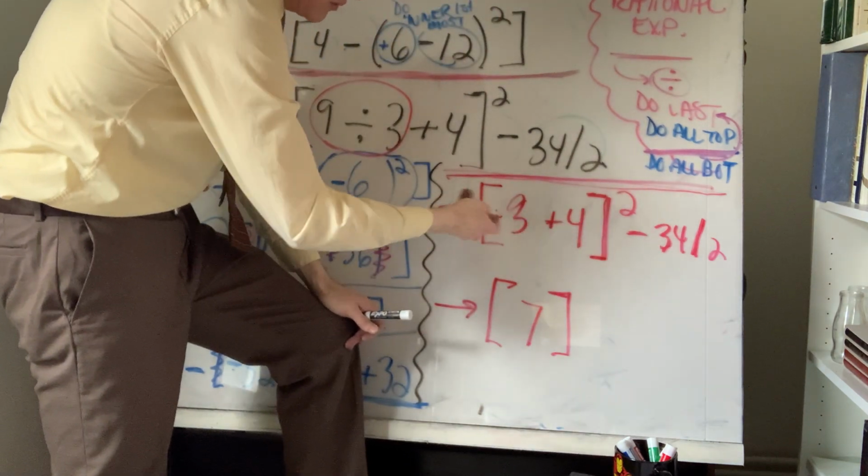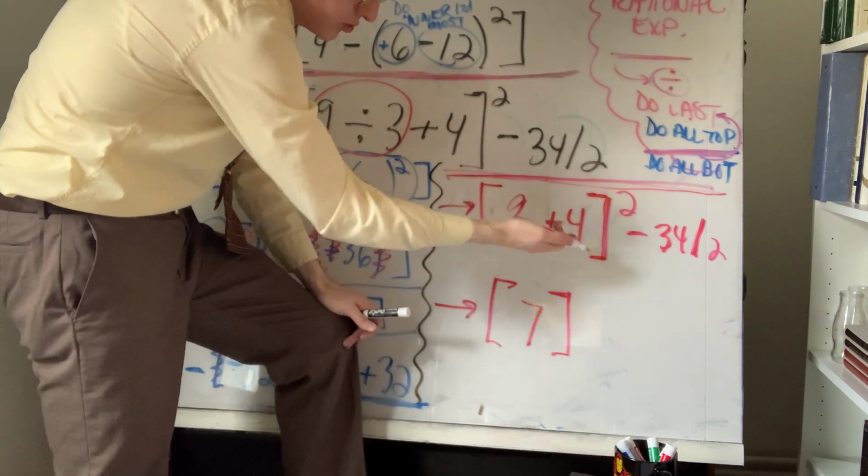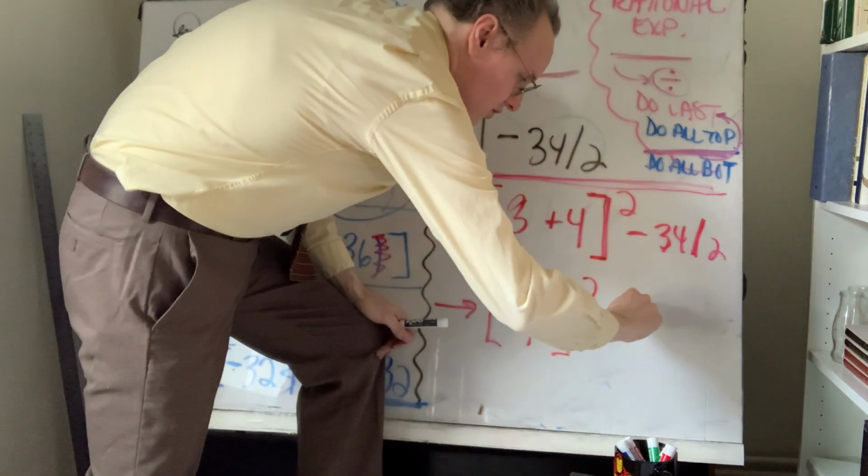You could, if you want to, say, well, they're both the same signs, so add them, but it is intuitive also. It's 3 plus 4. Squared minus 34 over 2.